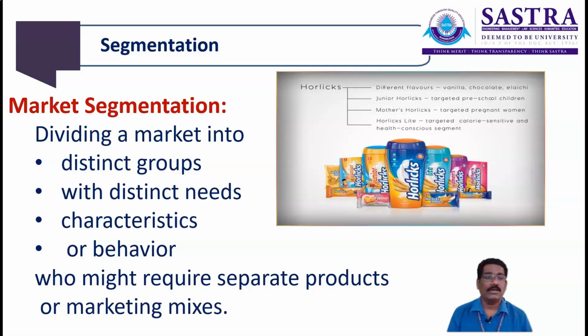And also there is a customer segment who is very much calorie sensitive and health conscious. For them, Horlicks also came out with a brand called Horlicks Light. So with this great example, hope all of you will understand the concept of segmentation very well. And in the later part of this session, we will also take one more example on Pepsi, how they have made segmentation possible.